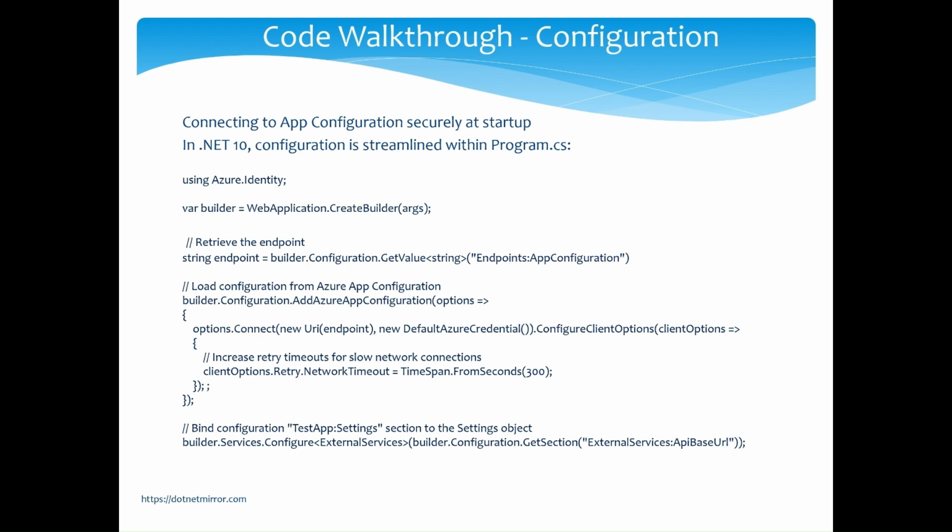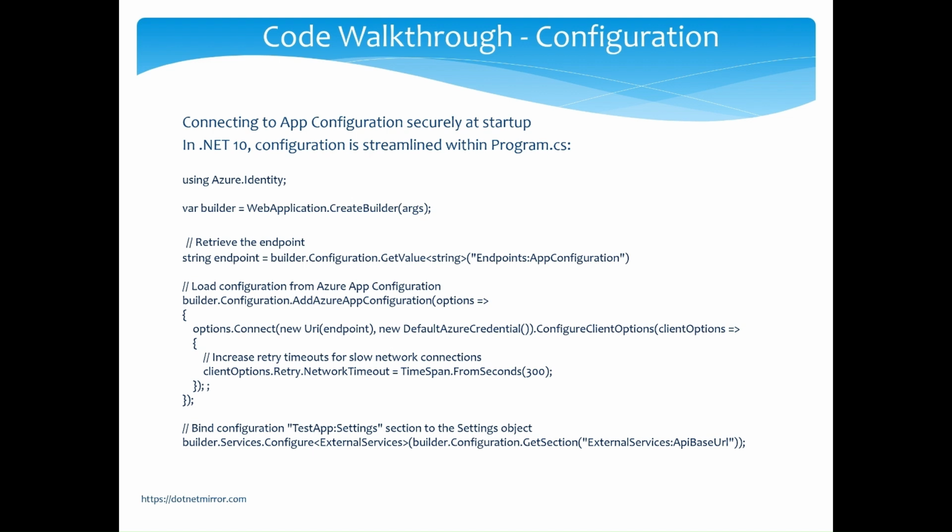Now look at the configuration client options block. This is crucial for resilience. We are setting our network timeout and retry logic. In a cloud native world, transient network faults happen. If Azure pauses for a millisecond, we don't want our app to crash on startup. We are explicitly telling the client to handle those retries gracefully.